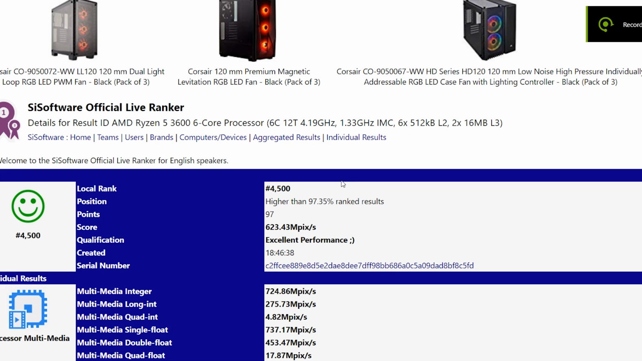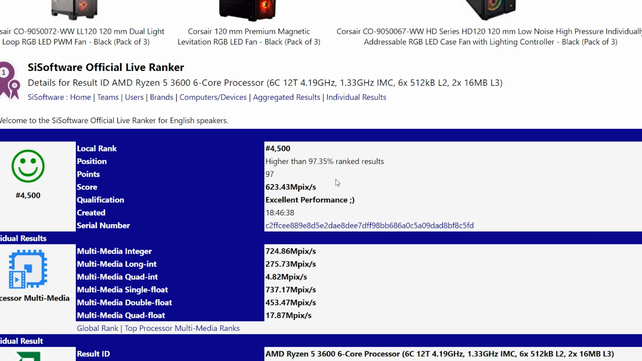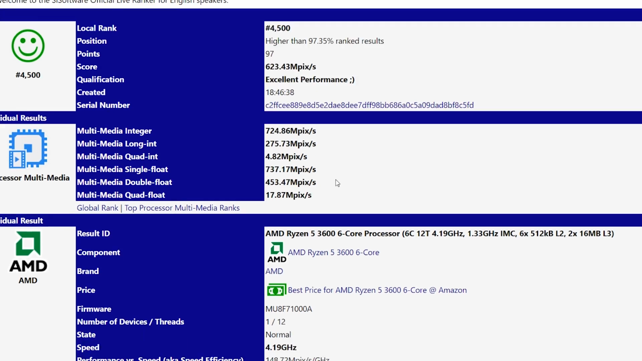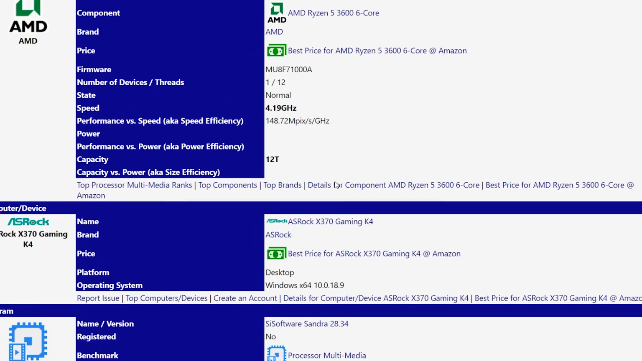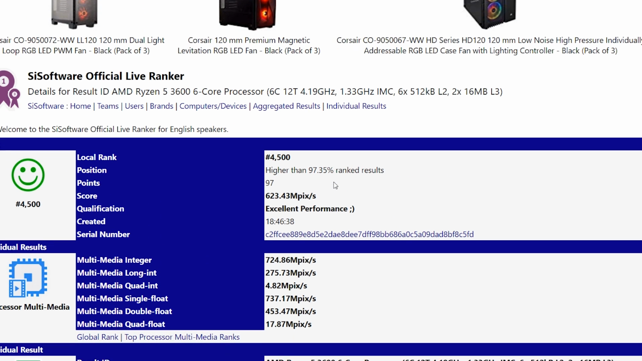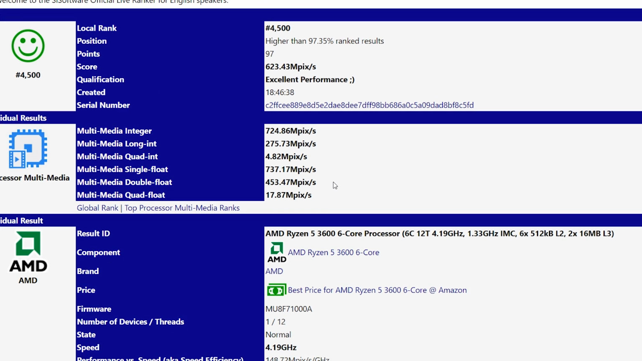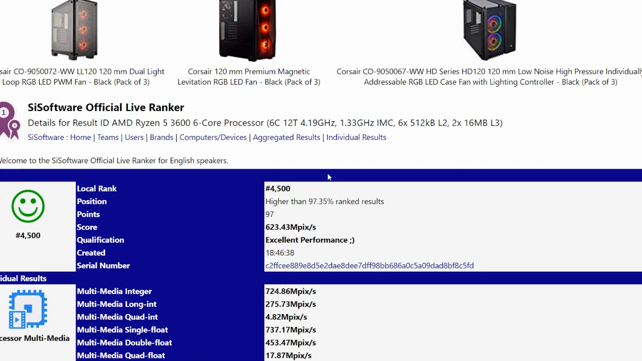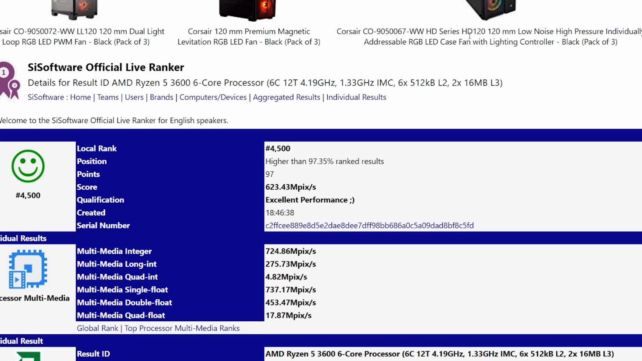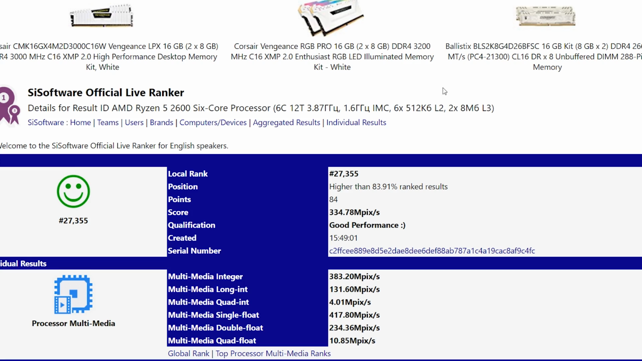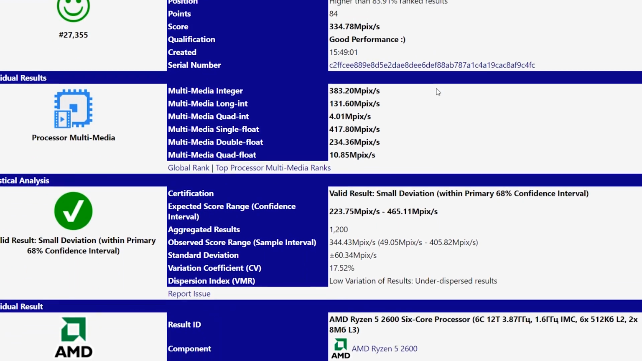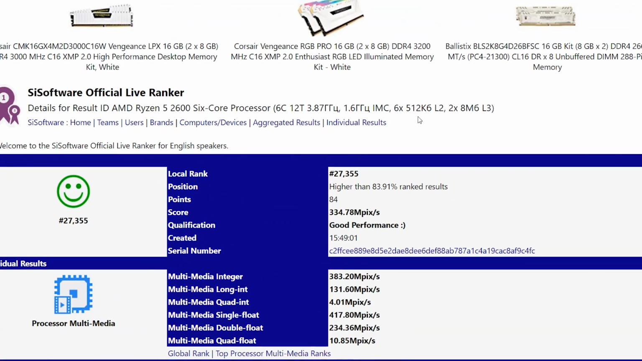But perhaps the score which is the most telling, at least to me anyway, is actually SiSoft Sandra. So in SiSoft Sandra, we have a once again Ryzen 5 3600 6-core CPU. It's running at up to 4.19 GHz and is running at what appears to be 2666 MHz for the memory. Obviously the cache structure remains identical, so I won't go through that all again. But if you cast your eyes to the multimedia results, so this would be integer, long integer, quad integer, single float, double float, quad float, as well as the overall score.